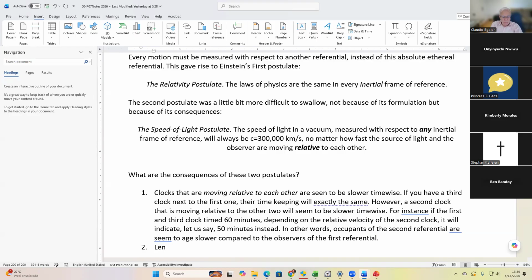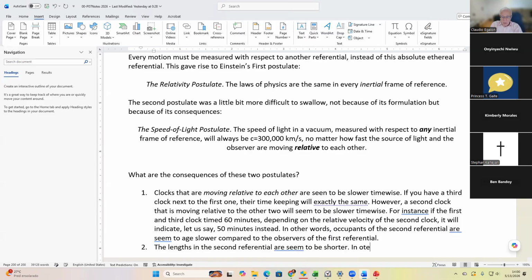Lengths. The lengths in the second referential, the lengths, plural, are seen to be shorter as well.